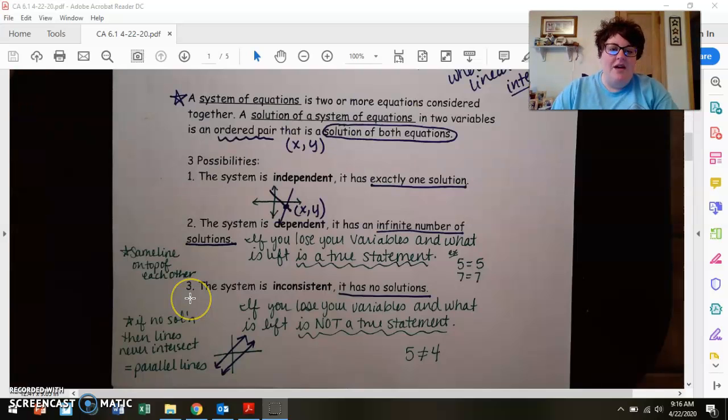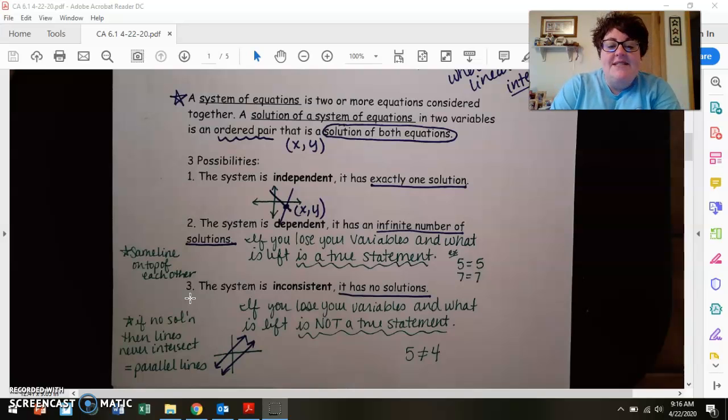Okay, so if we think about our 3 possibilities, the first one is what's known as an independent system, and that's not as important as just what it means. An independent system has exactly 1 solution. What that means is where it intersects, it has 1 point, and this is what the majority of them look like.